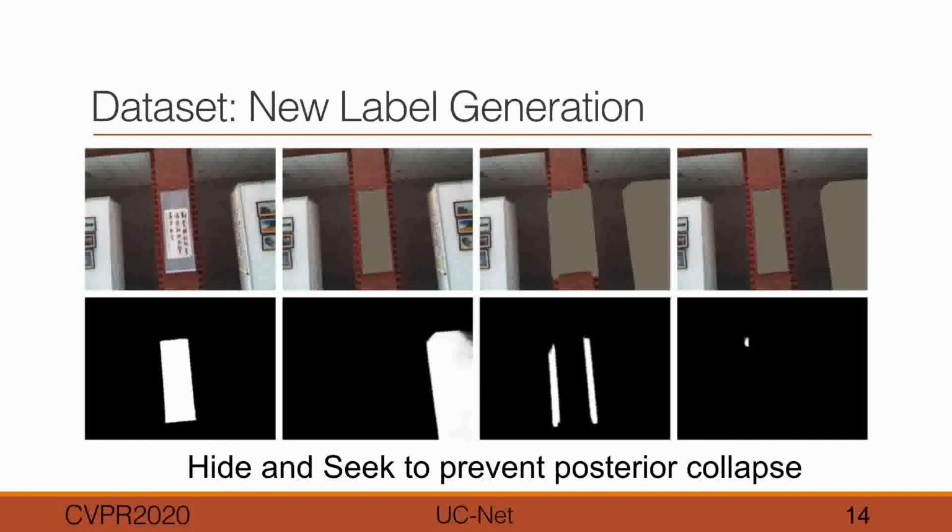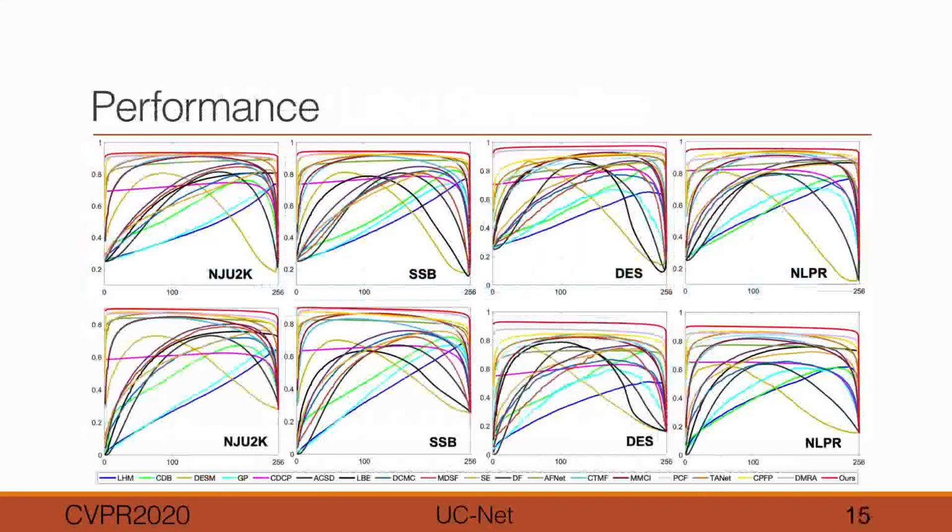One drawback of conventional CVAE is the posterior collapse problem, where the latent variable Z fails to contribute to the final prediction. To prevent this, we propose a new label generation technique by adopting the hide and seek method. We iteratively hide the foreground saliency map to generate multiple ground truth maps for each input image.